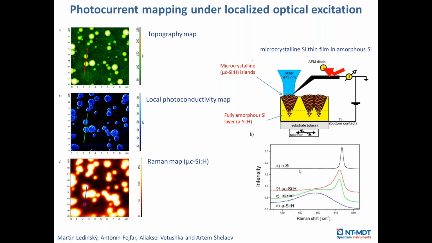Different phases of silicon, crystalline silicon, microcrystalline silicon, and amorphous silicon, which is the blue curve, produce a different shape of the Raman spectrum, and we can clearly see the correlation between these two maps. The only thing is there are some small regions here, which most likely come from microcrystalline regions completely covered by amorphous silicon.